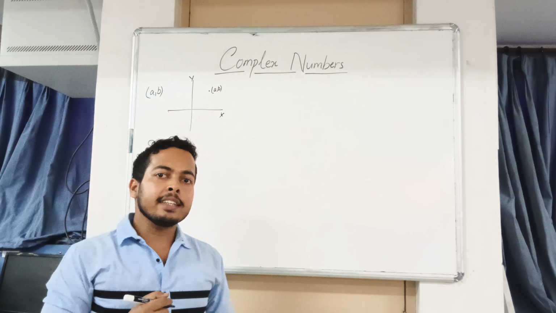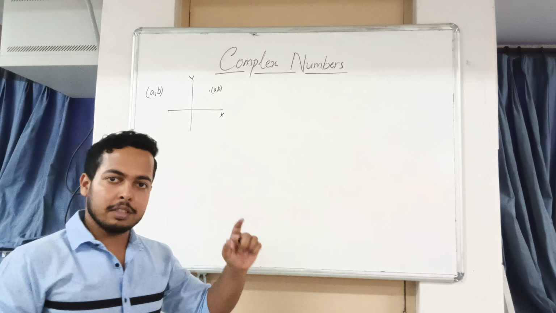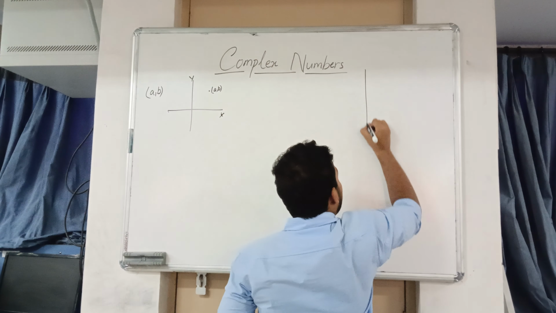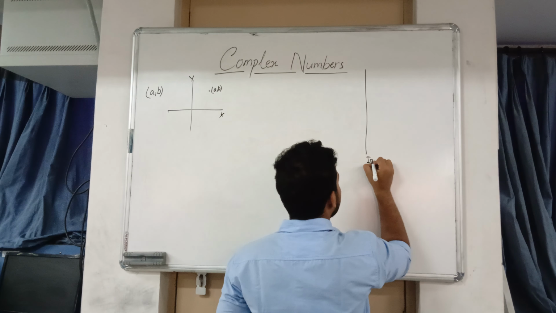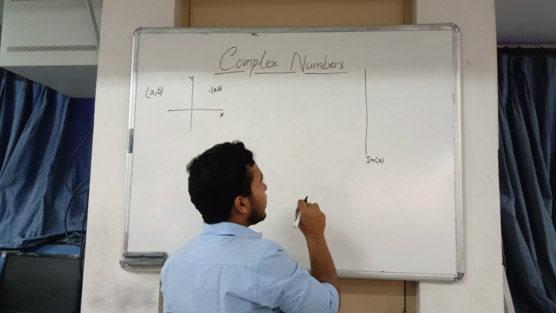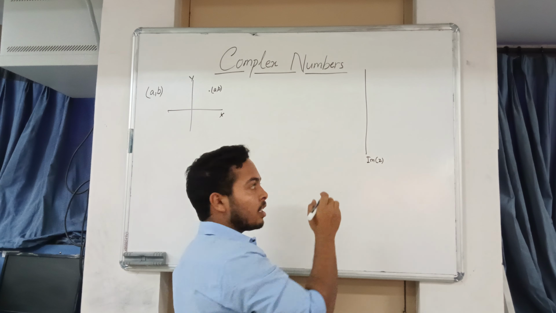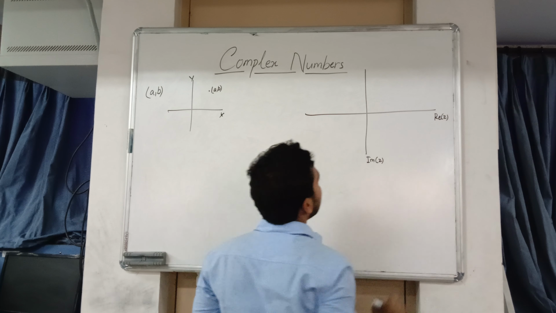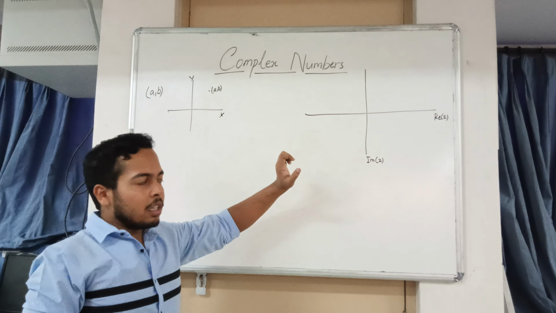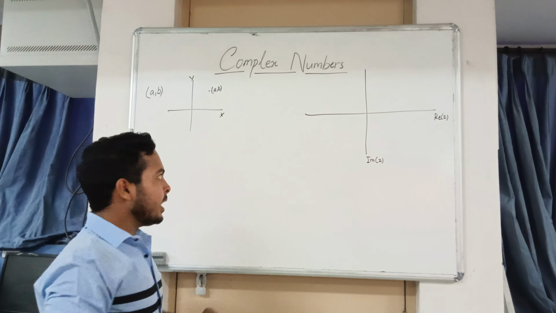Now, the Argand plane consists of two perpendicular axes. First is the vertical axis, which denotes the imaginary part of a complex number, and the next is the horizontal axis, which denotes the real part of a complex number. Now how do we plot complex numbers in that plane?